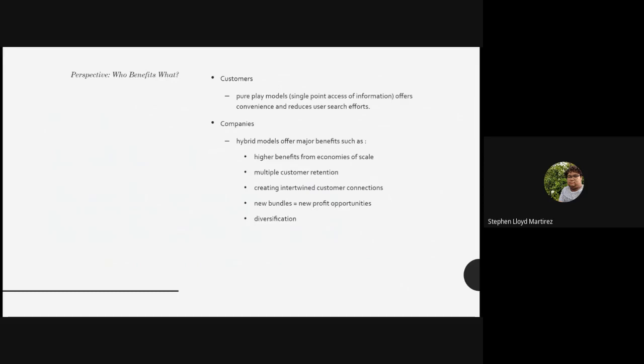For multiple customer retention, it fosters loyalty, increasing the number of relations to the customers. Another benefit is creating intertwined customer connections. A larger network increases information about a large customer base and offers better customer service. Another benefit is the potential of new bundles. New bundles create new profit opportunities. Finally, the last major benefit is diversification. It reduces the risk of a revenue stream.